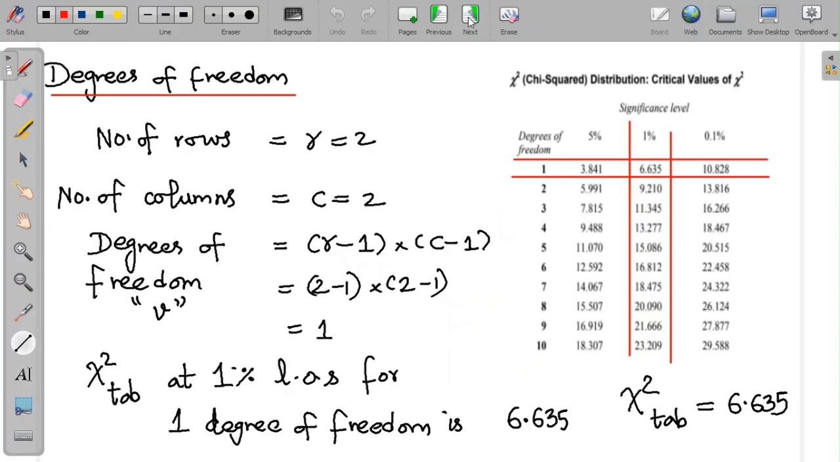We calculate the degrees of freedom based on the number of rows and columns of the contingency table. There are two rows and two columns, and hence the number of degrees of freedom will be the product of 2 minus 1 and 2 minus 1, which is 1. Hence, we have only 1 degree of freedom, and since the recommended level of significance is 1%, we refer to the chart with the chi-square test statistic, and we find that the critical value, the table value for chi-square at 1% level of significance and 1 degree of freedom is 6.635.